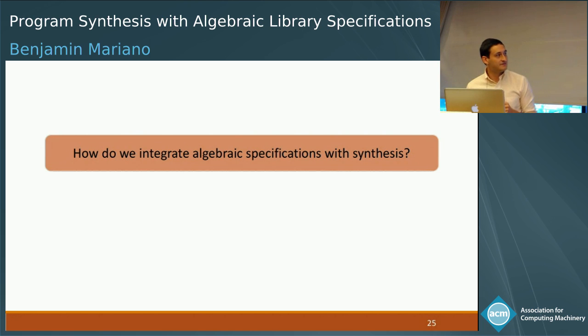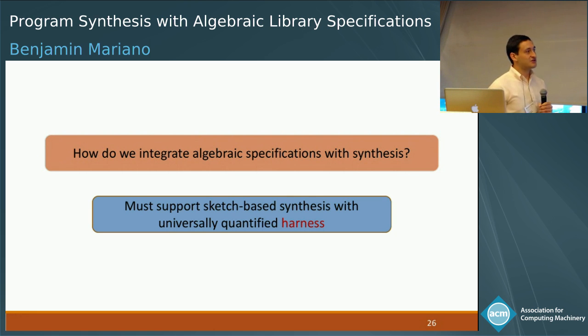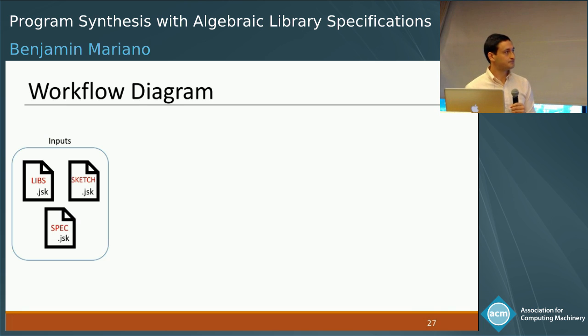Okay, so the big question is how do we actually integrate these algebraic specifications into the synthesis process? We should keep in mind that we need to support sketch-based synthesis with these universally quantified harnesses like I showed you before. So how do we achieve this? Recall the inputs to our system are going to be the Java sketch, which is this Java program with unknowns, the specification, which was that harness method, and additionally a representation of the libraries using these algebraic specifications.